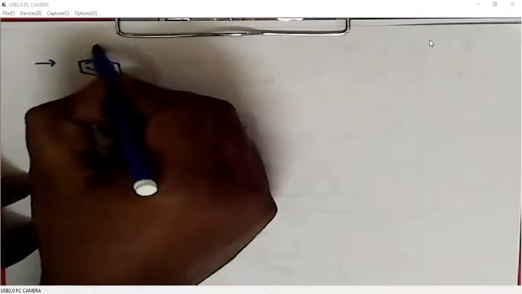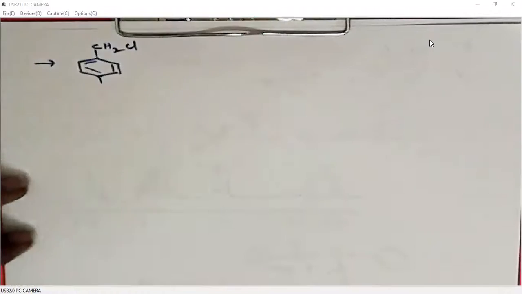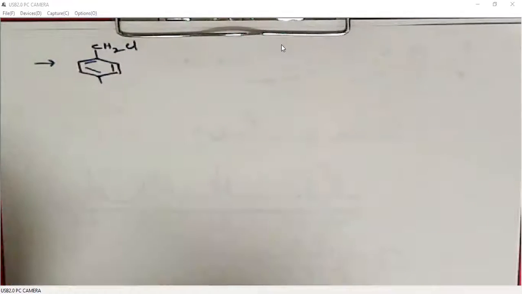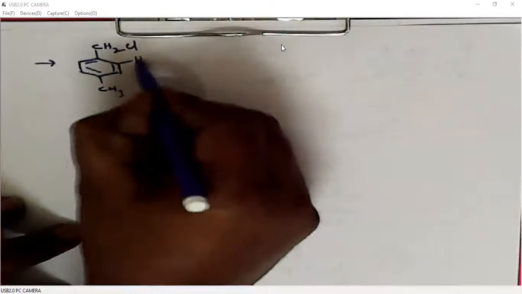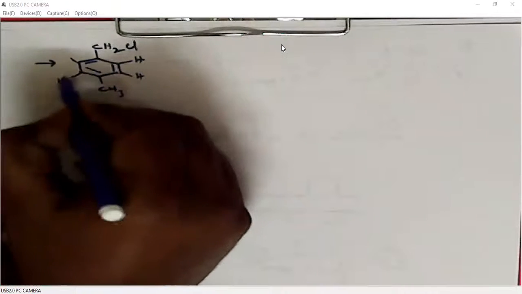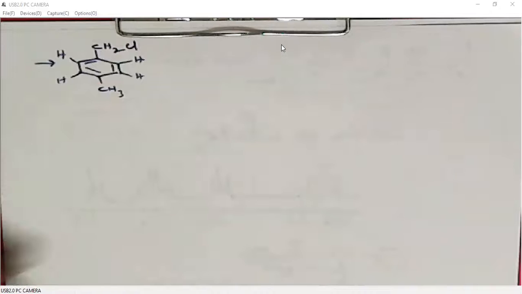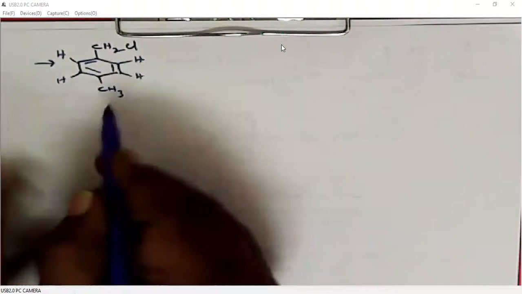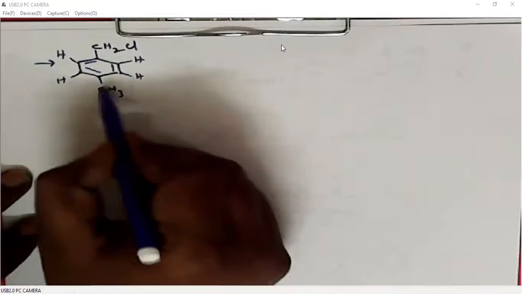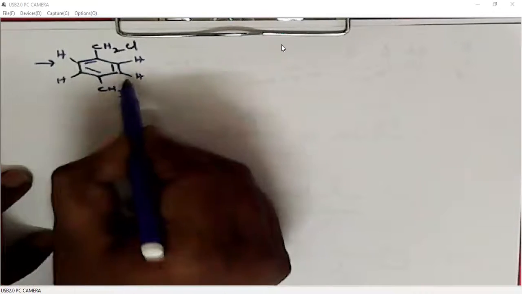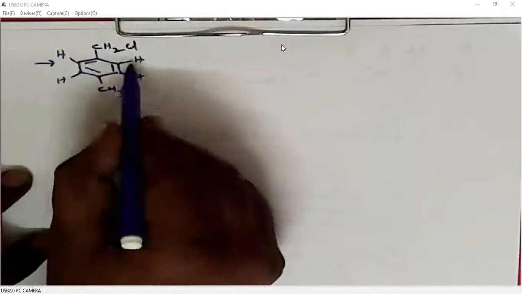Now we will look at the aromatic protons. Aromatic protons are easy to identify because they generally give signals at a large delta value, at around 7 to 8 ppm. And not only that, if the protons are chemically non-equivalent, then they will split each other, so they will give multiplets also. For example, look at this molecule. From the methyl group, these two protons are ortho to methyl, these two protons are meta to methyl.